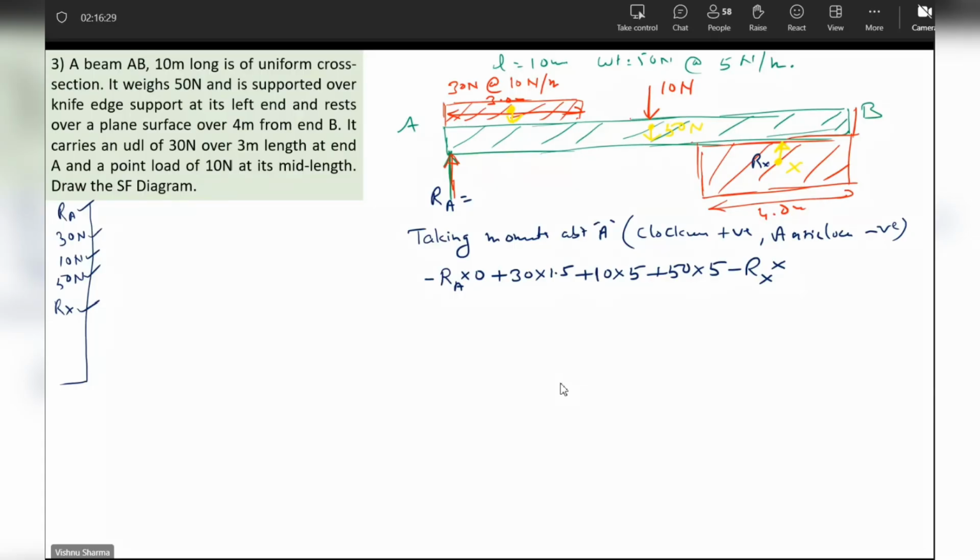Where can the entire reaction on the right side be assumed to be acting through? It will be acting through its center, yes or no? Into 6, into 8. Yes or no? 8, sir. Yeah, 8. Sorry.